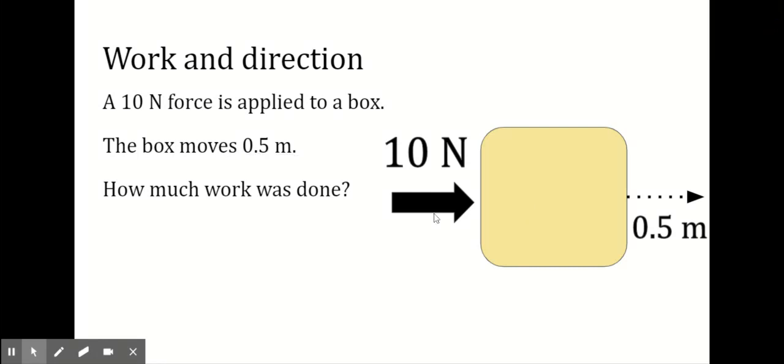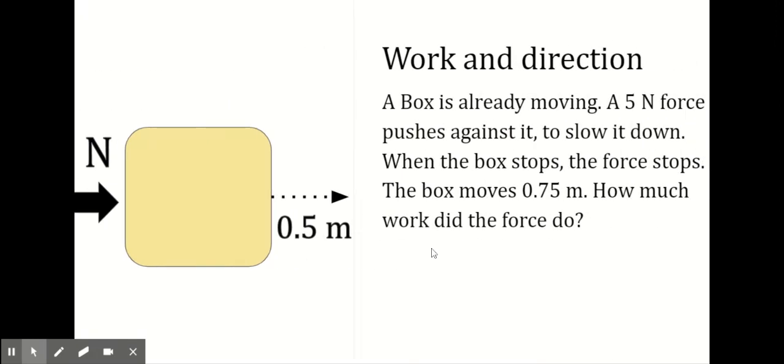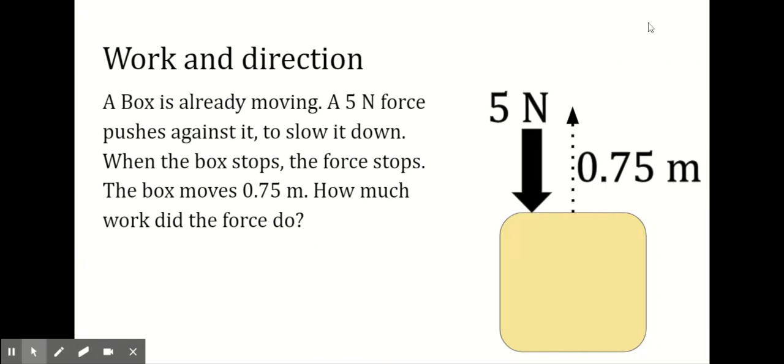So we're going to compare that to my next example here, where I have a box that is already moving, when I have a 5 Newton force that's going to push against it to slow it down. When the box stops, the force stops. Okay, so basically we could just imagine the box is sliding along, I start pushing backwards on it, and then when it stops, we stop. We don't push it back the other way.